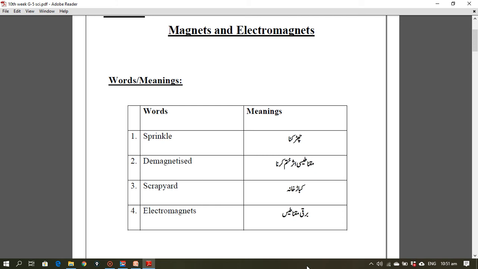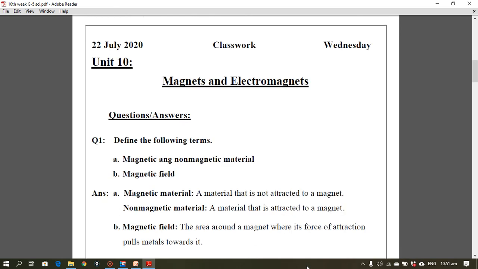The words are sprinkle, demagnetize, scrap yard, electromagnets. On the next page, you again write date, classwork, day, unit number, unit name, topic name, question answers.